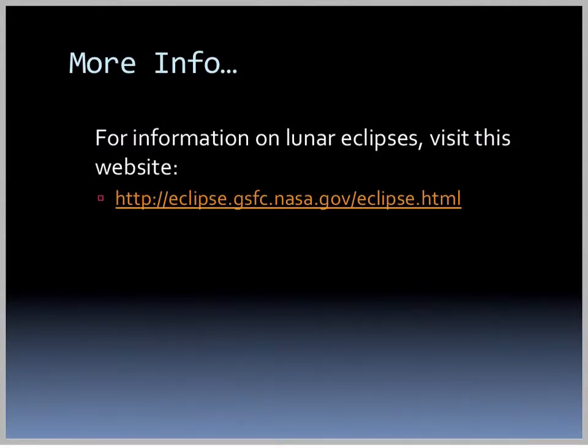So for more information about eclipses, visit the website eclipse.gsfc.nasa.gov/eclipse.html. And that concludes Chapter 2.